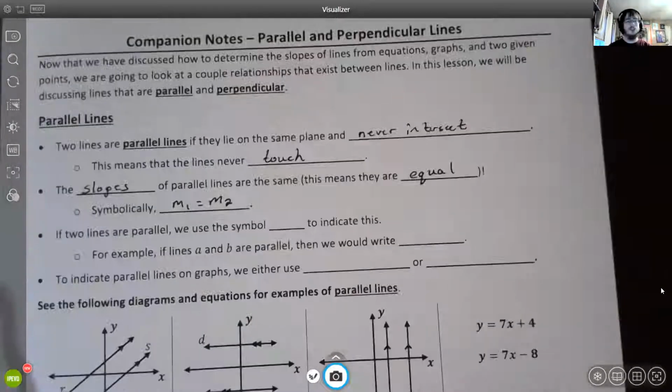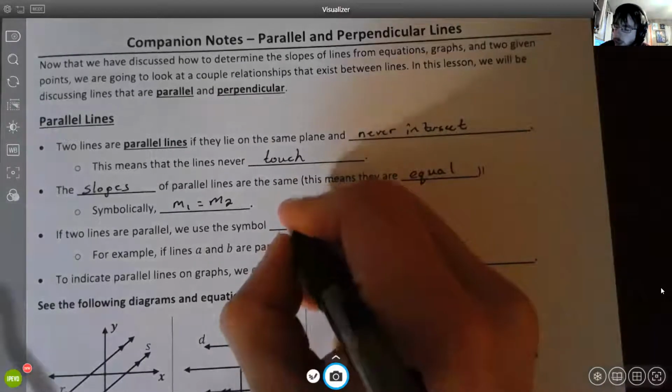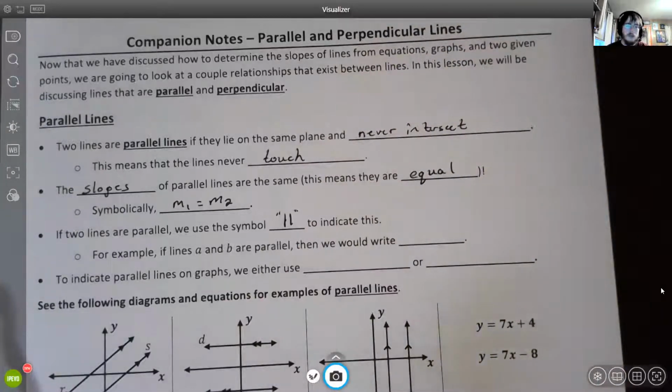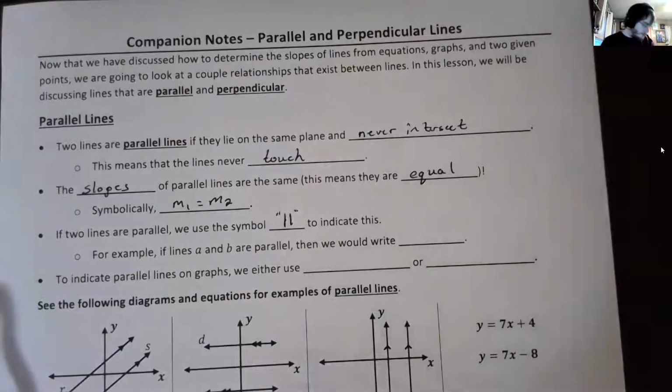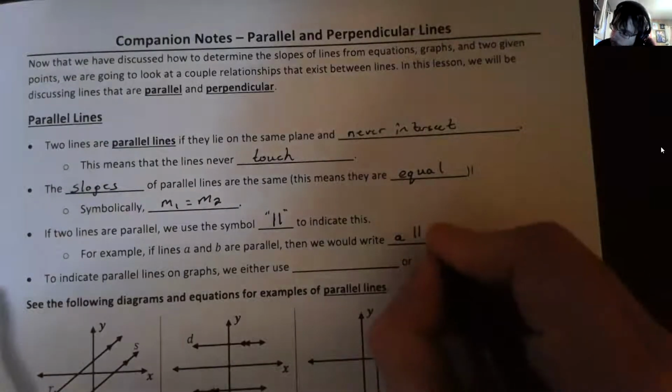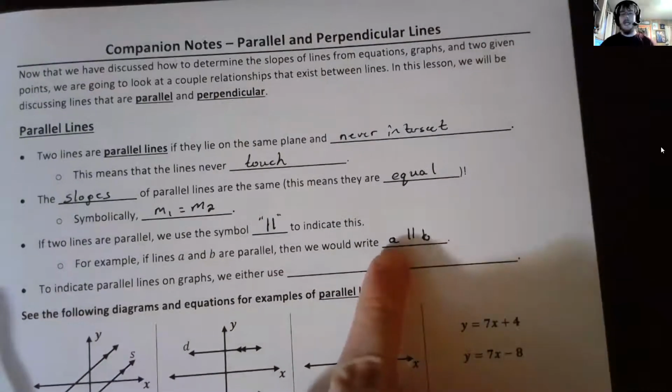Now, like most things in geometry, we use symbols to indicate when things have a specific property. If two lines are parallel, the symbol that we use is two vertical bars, straight up and down. It looks like the number 11, but it's not. So, for example, if lines A and B are parallel, then we would write the first line, which is A, then the symbol for parallel, and then B. So this will be read as A is parallel to B.